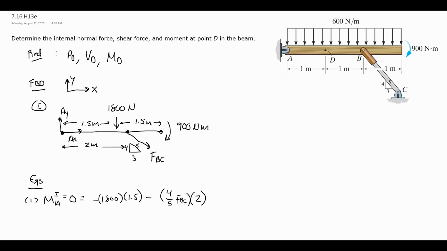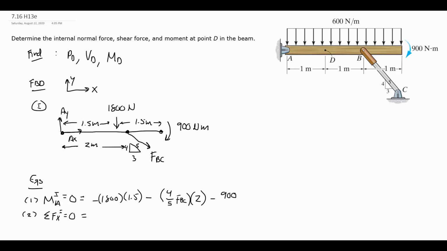And then I have the couple at the end, also clockwise, so a negative 900 Newton meters. Keep in mind, the couple just is already a moment. I don't need to multiply it by a distance. It's negative 900 no matter where it would be located when I take the moment around that point A. So by design, I did that first because FBC will be the only thing I do not know, but I'll write out my next equation while I'm here.